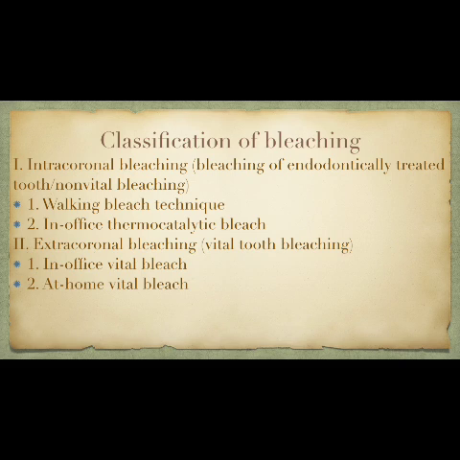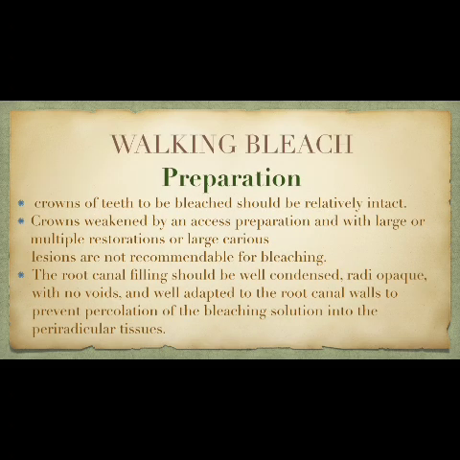Then comes the classification of bleaching. There are two types of bleaching. First one is intracoronal bleaching and second one is extracoronal bleaching. Intracoronal bleaching is of two types, walking bleach technique and in-office thermocatalytic bleach. This intracoronal bleaching is done in endodontically treated or non-vital teeth. Then comes extracoronal bleaching, which is also called vital tooth bleaching. In that we have two techniques. One is in-office vital bleach, another one is at-home vital bleach.